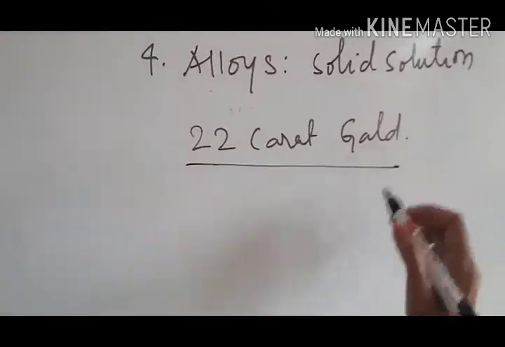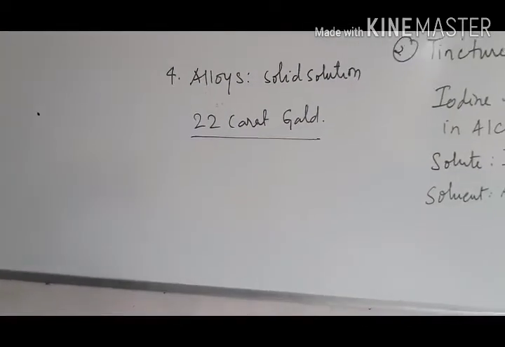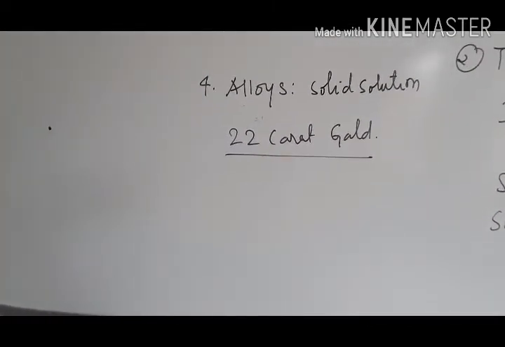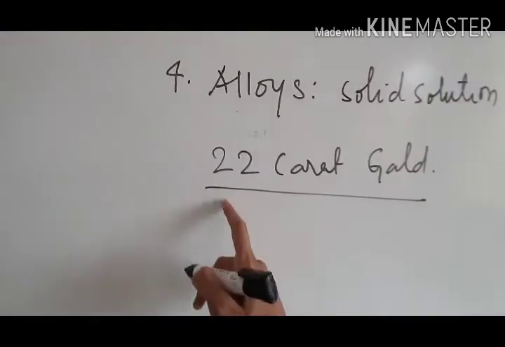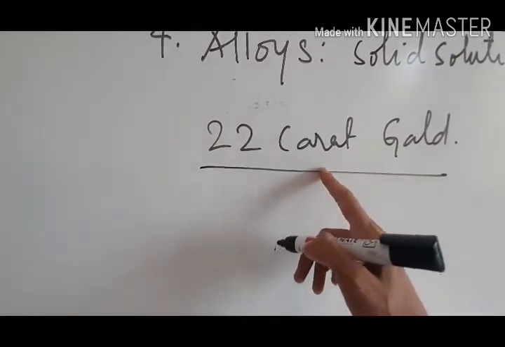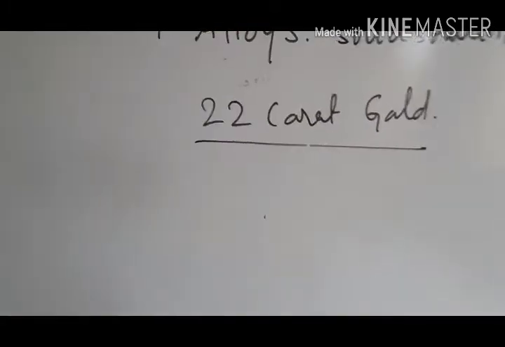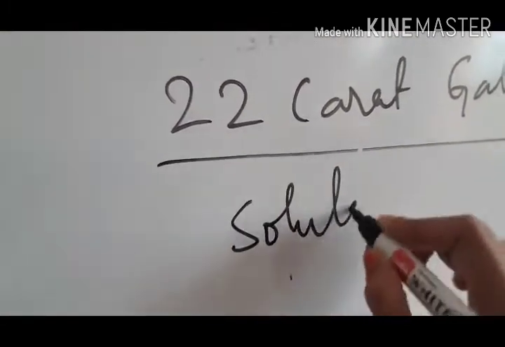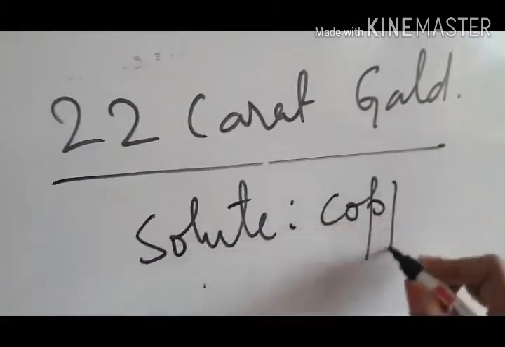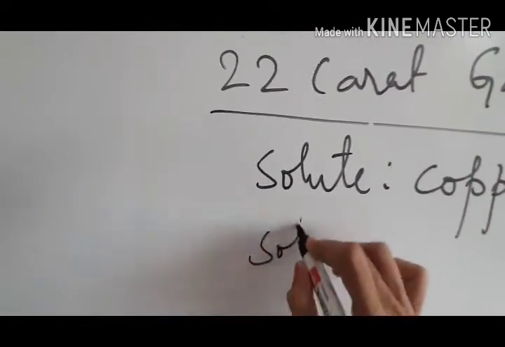Here children, gold is a very soft metal. So we cannot make jewelry from it. So we are adding copper into it. So when we talk about 22 carat gold, we are dissolving copper into gold. So here the solute is copper and the solvent is gold.